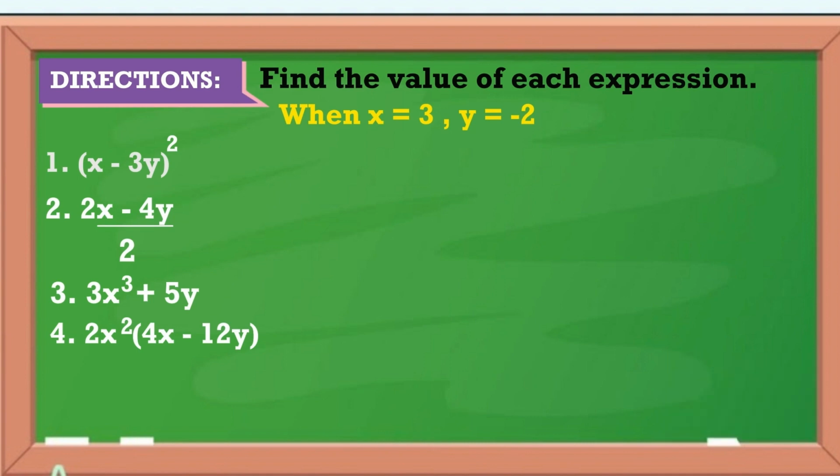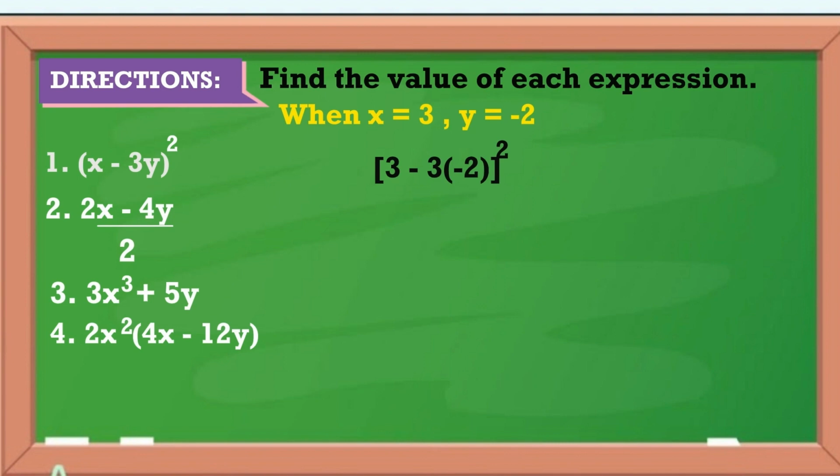Time's up. Okay, let's check your answer. Number 1. x minus 3y squared. So first, let's substitute all the given variables. So x will be 3 and y will be negative 2. So now it will be 3 minus 3 times negative 2 squared.